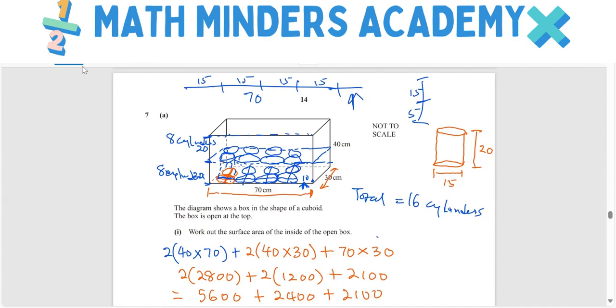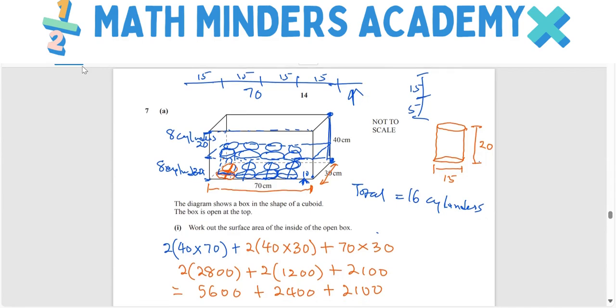Of course, the second layer will contain another 8 cylinders because we have the height of this cuboid to be 40 and the height of cylinder to be 20. So 2 cylinders, one on top of another, can actually come here. All right. So the first layer will contain 8 cylinders. The second layer, another 8 cylinders, making 16 cylinders.